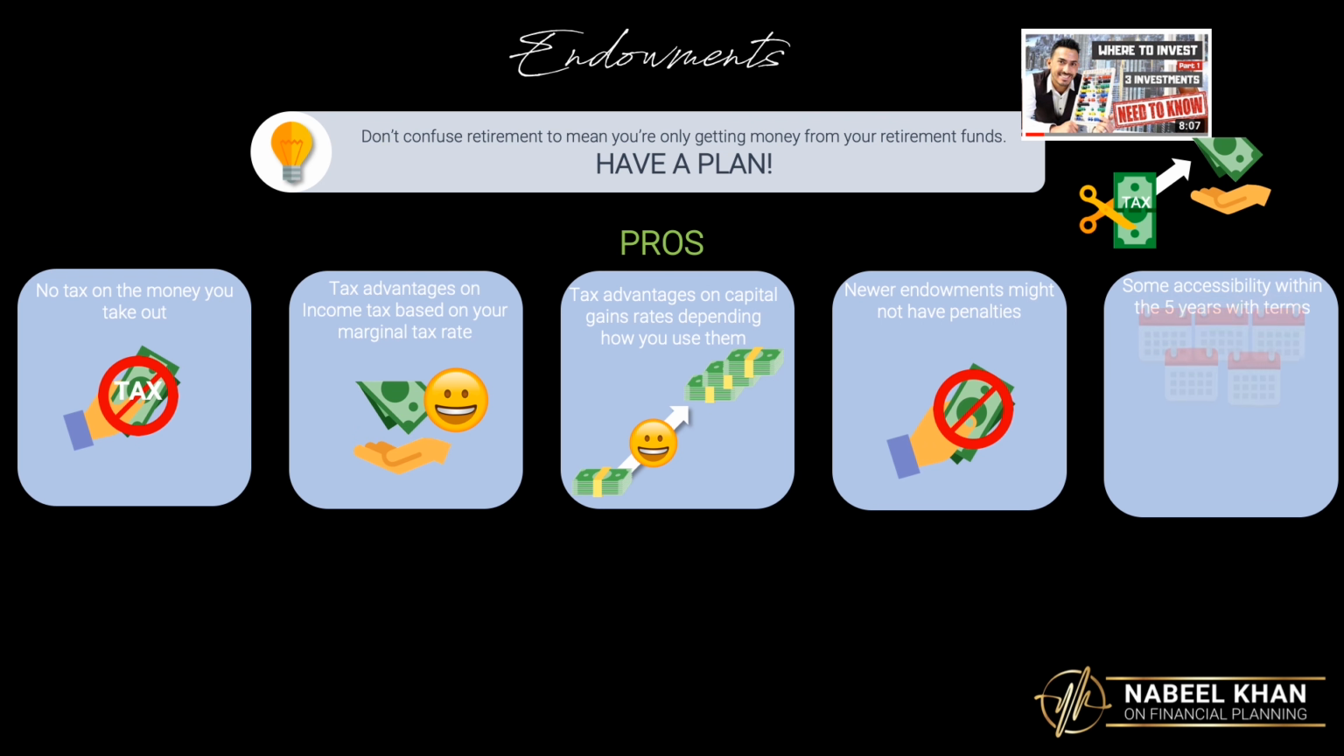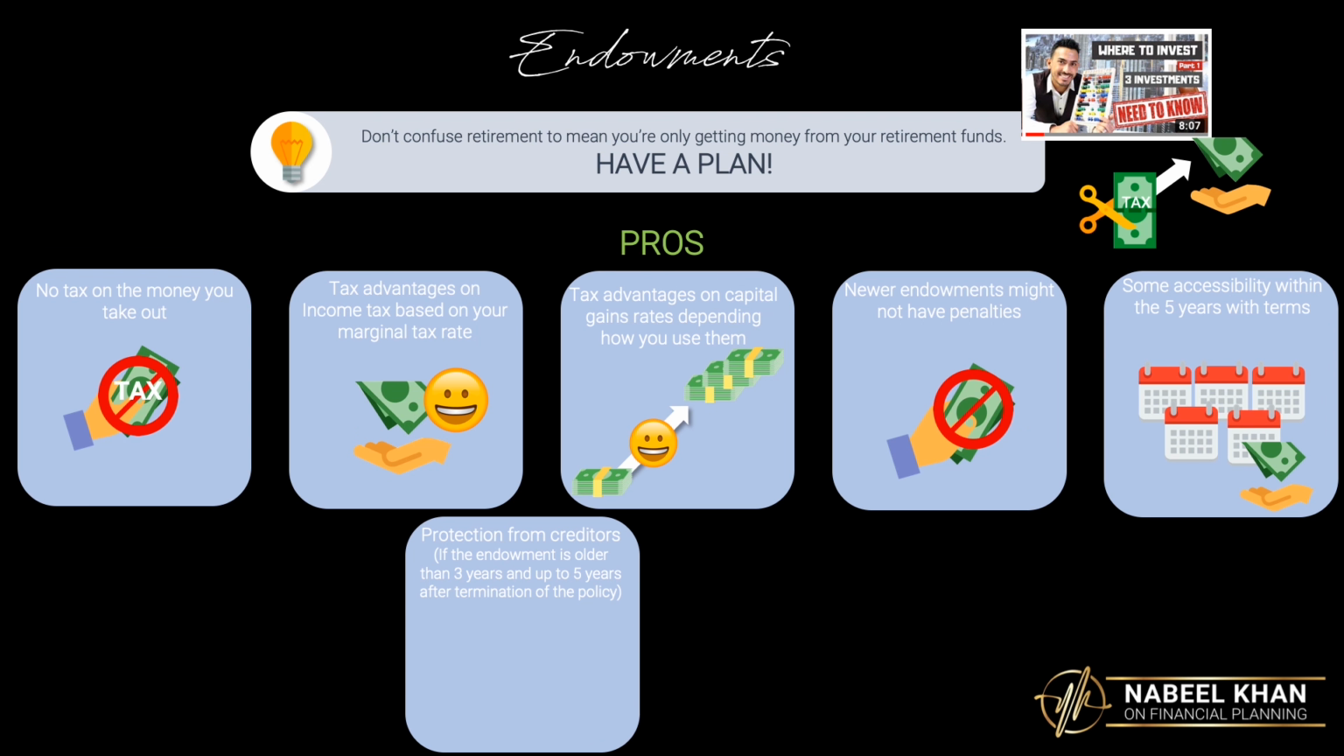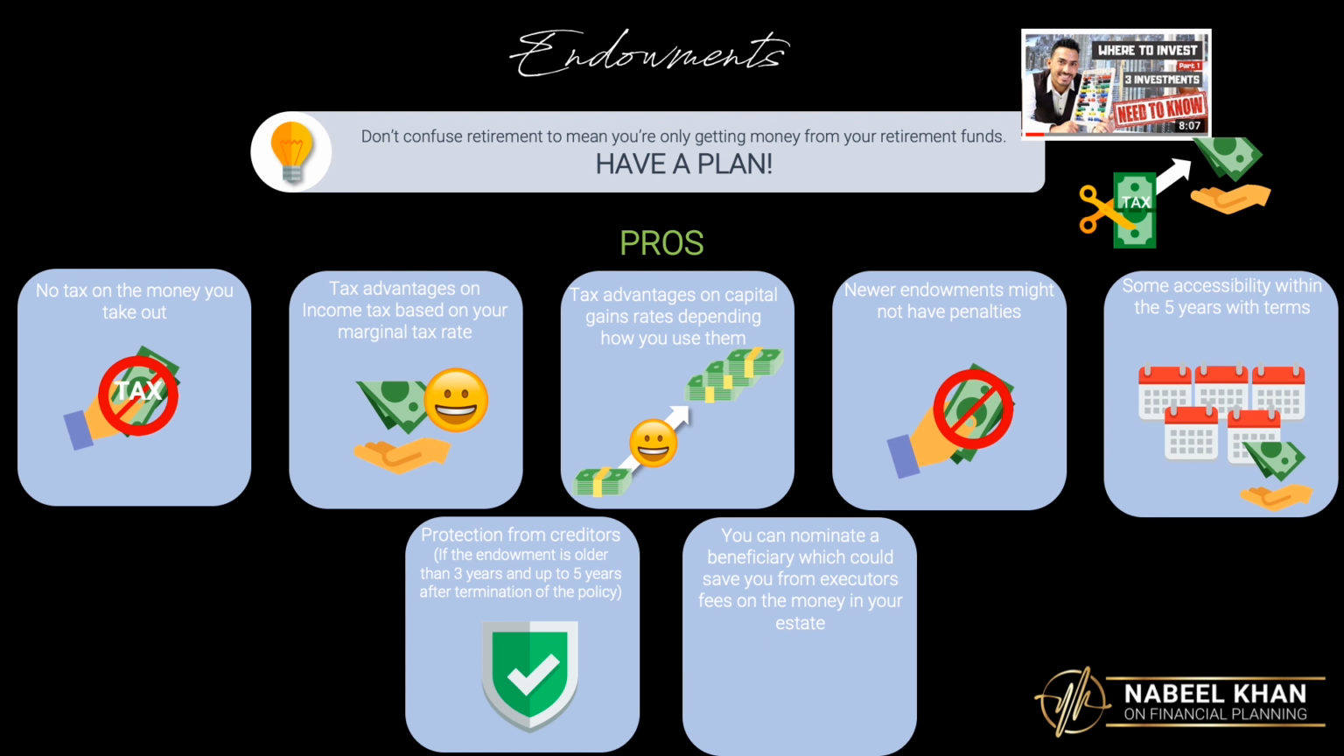They have some accessibility within the 5 years with terms in the form of a loan from your endowment. Protection from creditors if the endowment is older than 3 years and up to 5 years after termination of the policy. You can nominate a beneficiary, which could save you from executor's fees on the money in your estate.